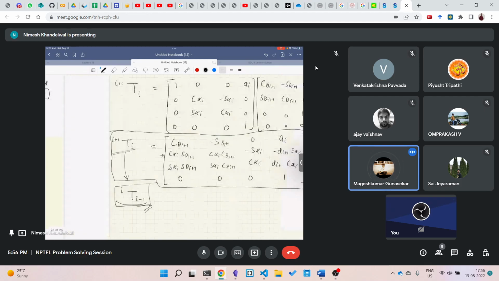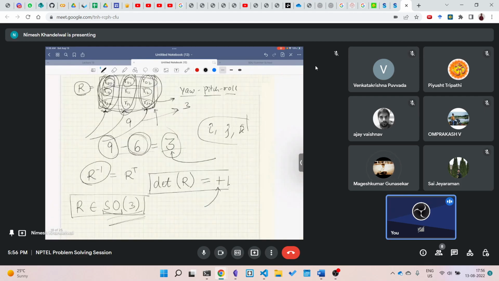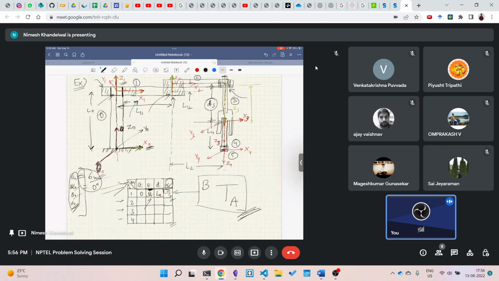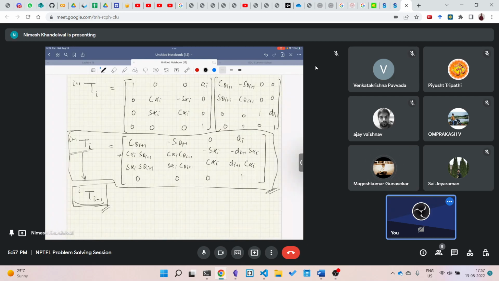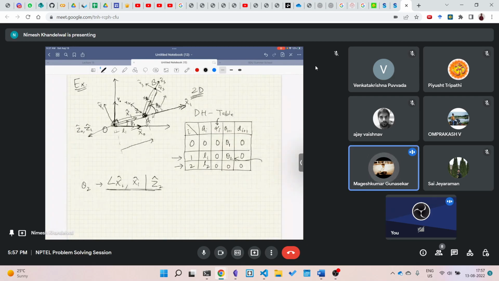If you were there in the last session, we had done an example problem on this SCARA manipulator, and in this case we had a link twist. The same problem would be available in many textbooks. You can just go and take a look and try to write these parameters.